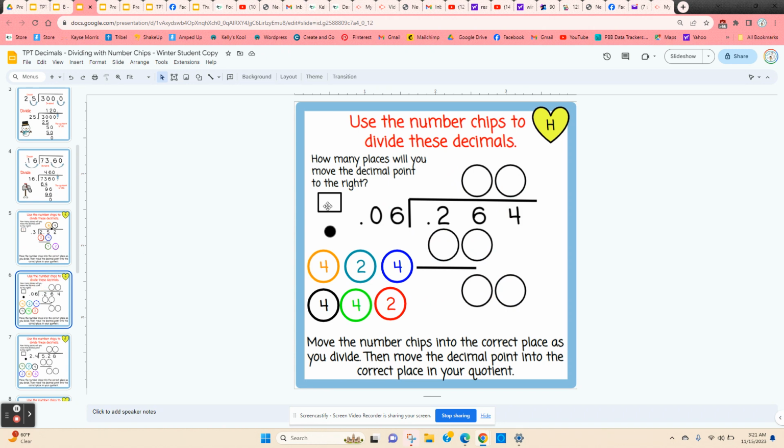Same thing on the next one. How many places are we moving that decimal point to the right? 2 places. So in our answer, 2 places to the right and then straight up into the answer.